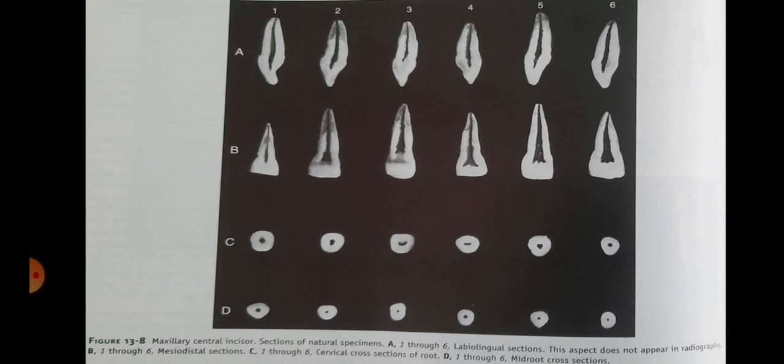The root and pulp canal tends to be rounded at the mid-root level. You can see this in figure 13.8 D1 through 6. At the mid-root level, the pulp canal or root canal is more rounded, right? You can see in D1 through 6, the pulp canal is almost round.